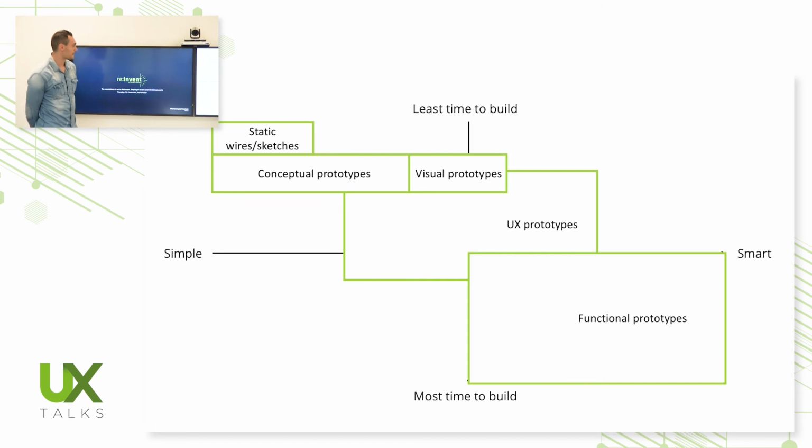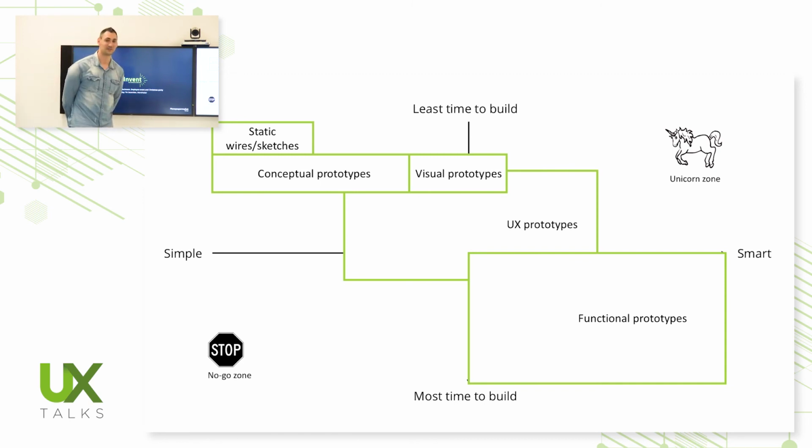The reason why I plotted these things is that you can see a golden medium of where it goes. Obviously there is a no-go zone there. You don't want to build a very simple prototype using a functional one, but there is also a unicorn zone, which does not really exist. So don't try to build a functional one in a day or two, because it's not going to happen. You should rather just consider a UX one, or just a conceptual one, as I said.